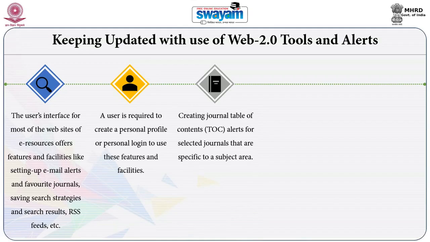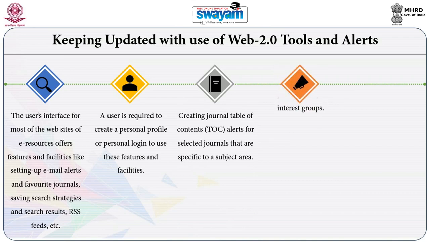Also, one can create a journal table of contents alert for a specific journal. If you are considering a specific journal that is most appropriate for your subject area, you should always create a table of contents alert for it. Then whatever new articles are published in that journal, you get through an email alert or through RSS feeds.